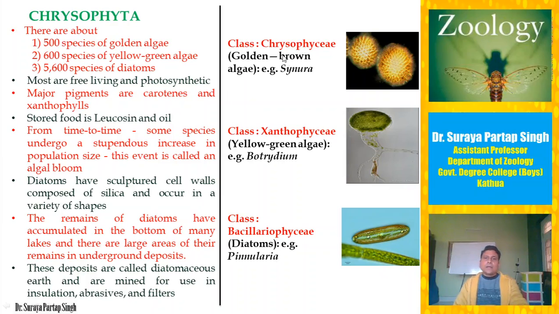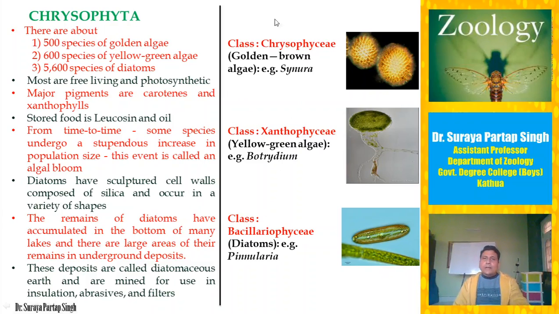These classes are Chrysophyceae, known as the golden brown algae. Second is the Xanthophyceae, known as the yellow green algae. And the third class is the Bacillariophyceae, which are commonly known as the diatoms. So we have golden brown algae, yellow green algae, and then diatoms.